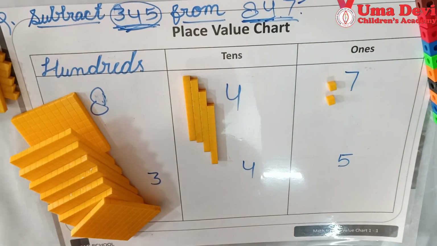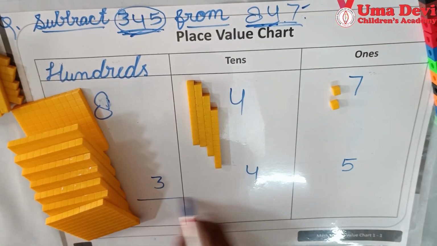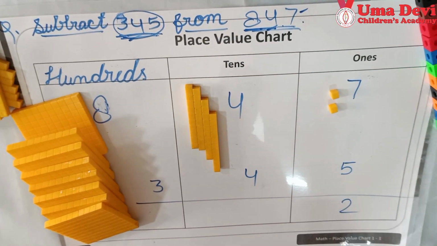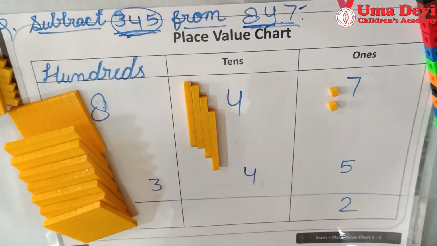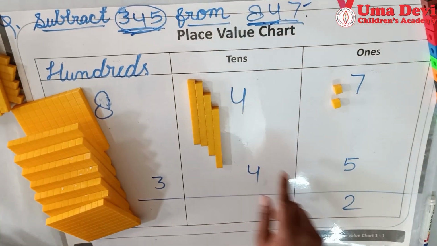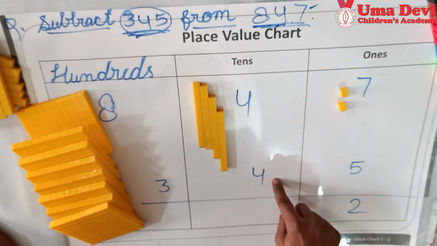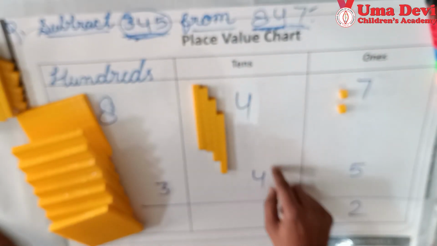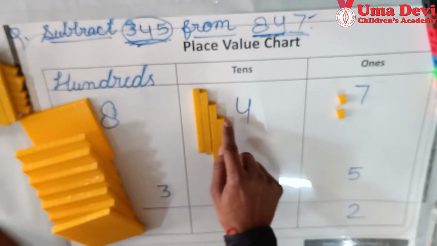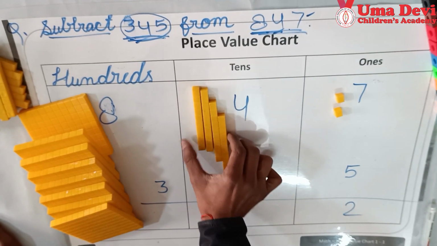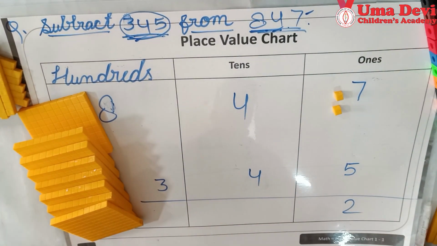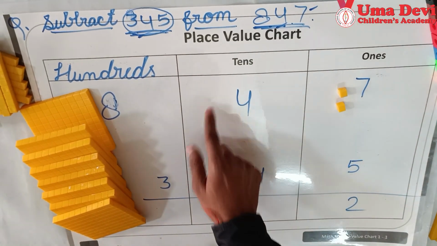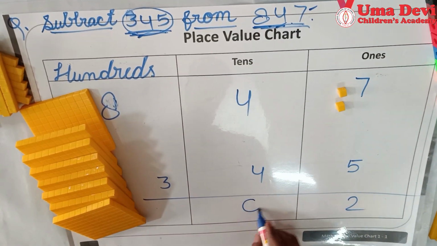So right here, 2 will come here, right? This is done. Come here, 4 is written here and 4 is here. It means we have to take away 4 tens. So these are 4. I am taking all the 4. So look here. How many are left here? Nothing. So we'll show 0 here.